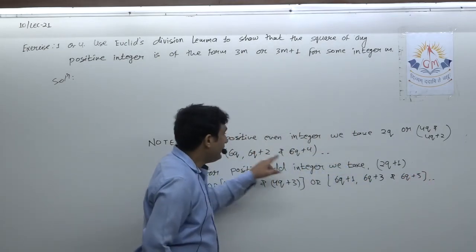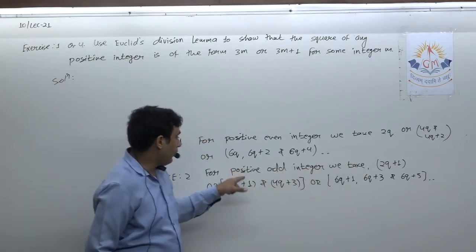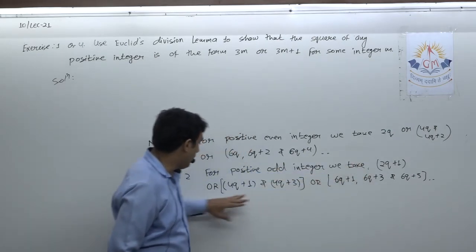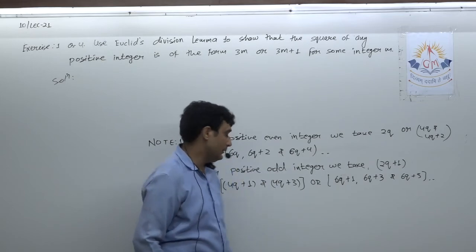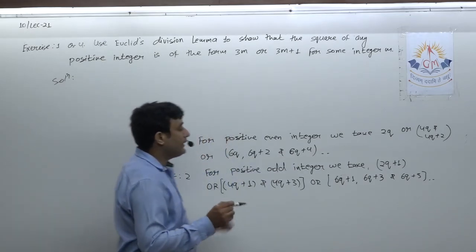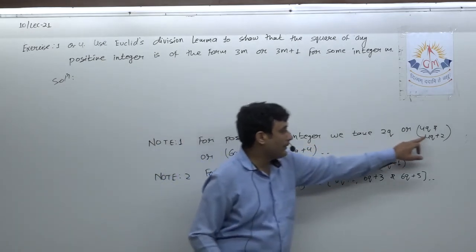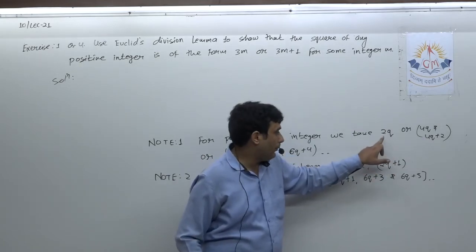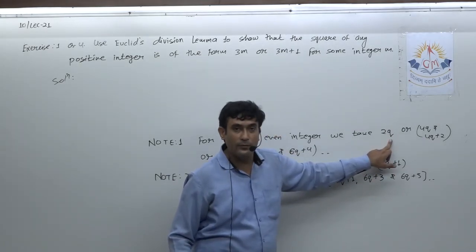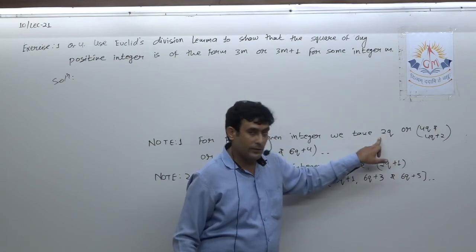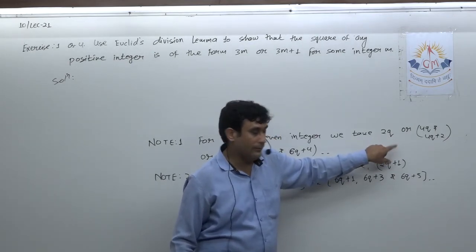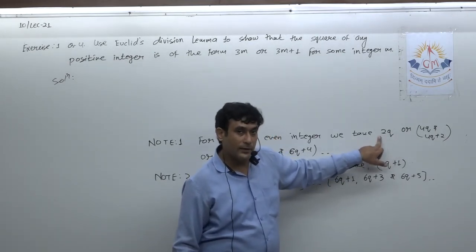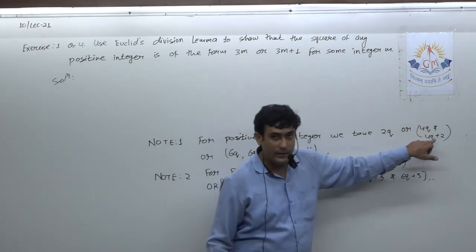Now for even integers we will take this series, for odd integers we will take this one or these two or these three. Okay, now suppose you have to take just an integer. See, these all represent even integers, whatever is the value of q. If you put 1, this will be 2. If you put 2, 4, that is even. If you put q equal to 3, still it will be even. Okay, over here as well.